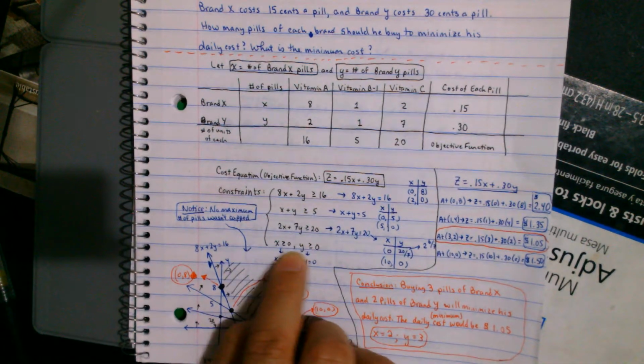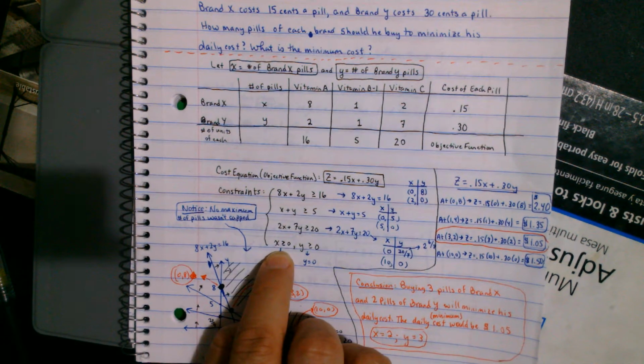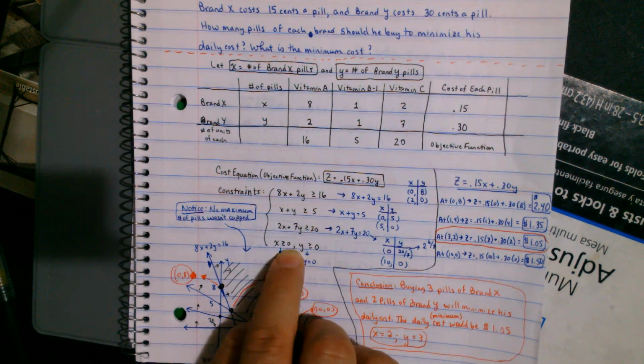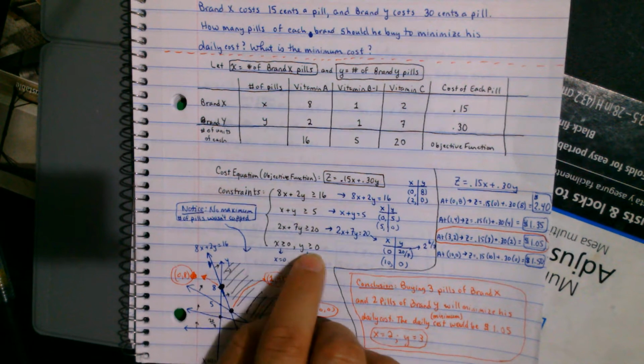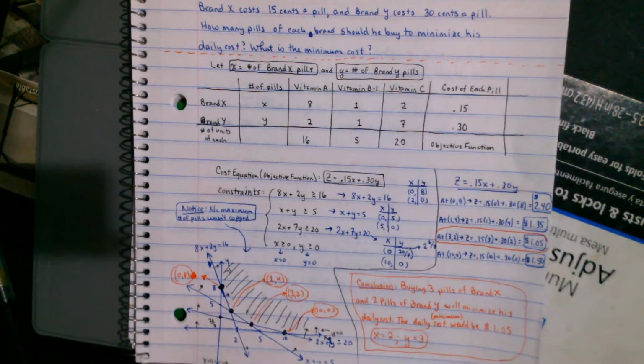These constraints are saying you can't have negative pills. So you have to have at least greater than or equal to 0 X pills, and at least greater than or equal to 0 Y pills. You can't have less than that.